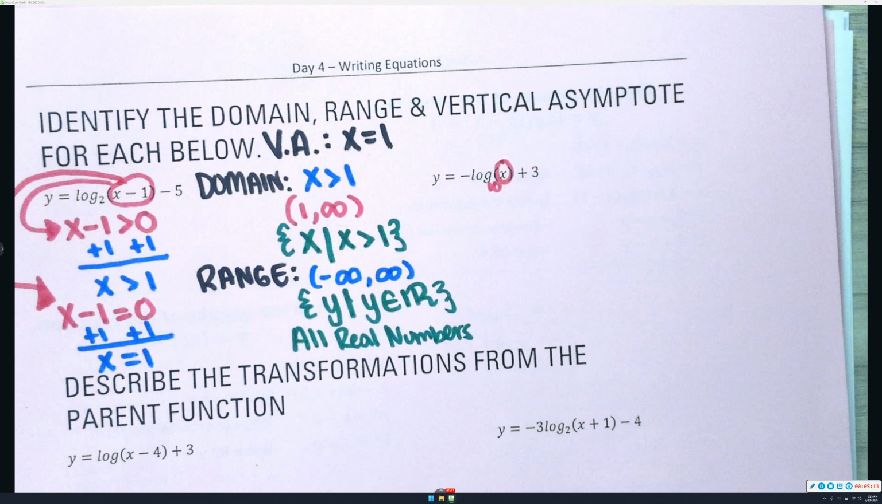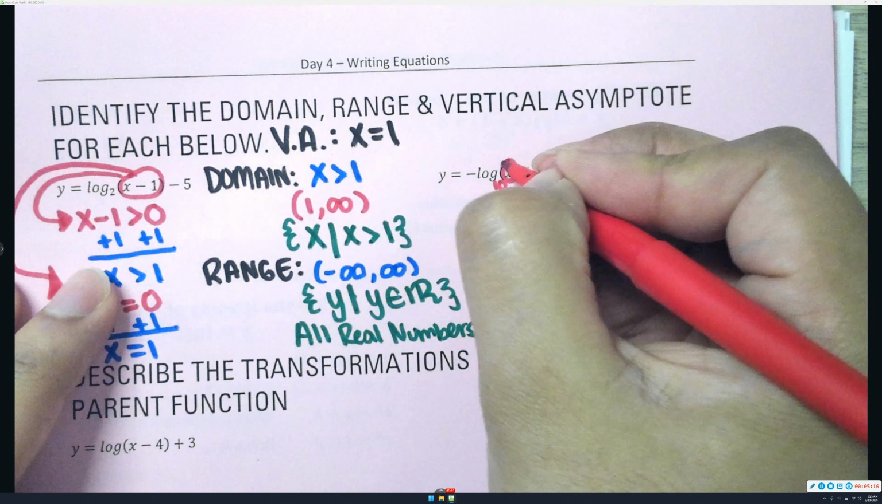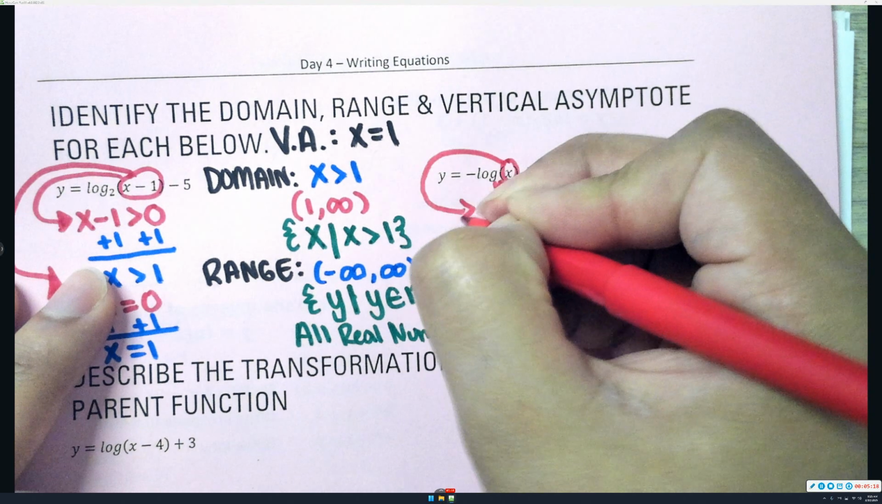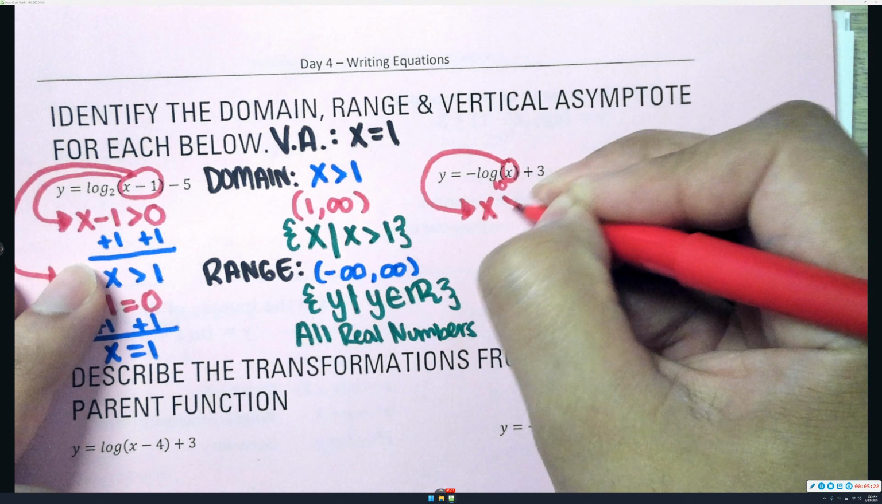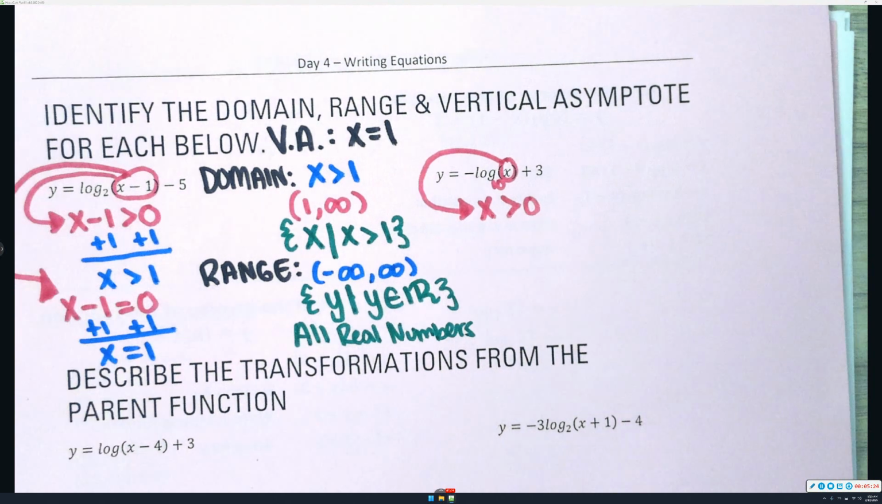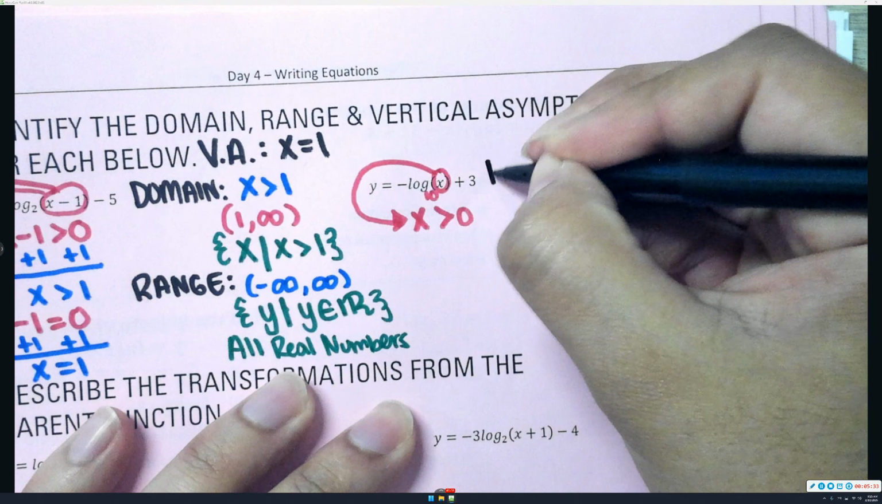Let's say we want to identify the domain first. Okay? So we take the terms inside the parentheses. We just have x. So we have what? x is greater than 0. Did I get x to be all by itself? Yes, I did. Luckily, this one was done for us, okay? So what do we do now? Well, we write down the domain.